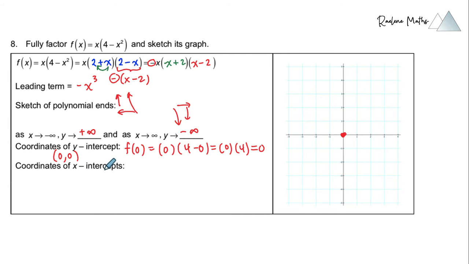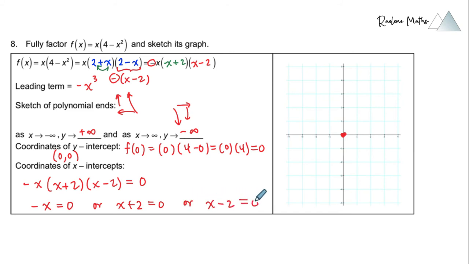Then we also have the coordinates of the x-intercepts. Well, we have 3 factors. I'm just going to rewrite them again. Negative x times x plus 2 times x minus 2, and we set y equal to 0, and then by the zero product property, either negative x equals 0, or x plus 2 equals 0, or x minus 2 equals 0. And therefore, dividing by negative 1 gives us x equals 0, and then subtracting 2 gives us x equals negative 2, or finally x equals 2. So we have our 3 x-intercepts for the cubic polynomial.